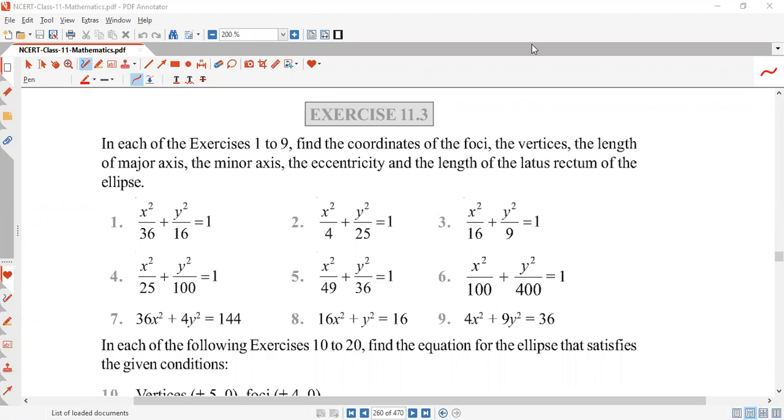We are talking about exercise 11.3, the conic section. In these equations, we will solve the questions of ellipse. In each of the questions, find the coordinates of the foci, the vertices, the length of the major axis, the minor axis, the eccentricity, and the length of the latus rectum of the ellipse. So now we solve question number one first for all this data.